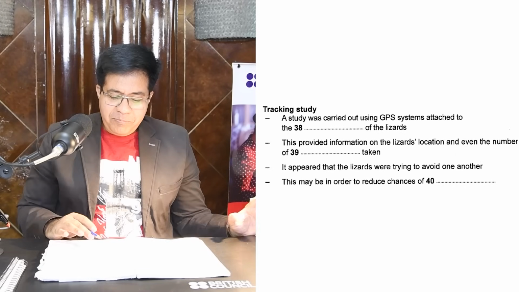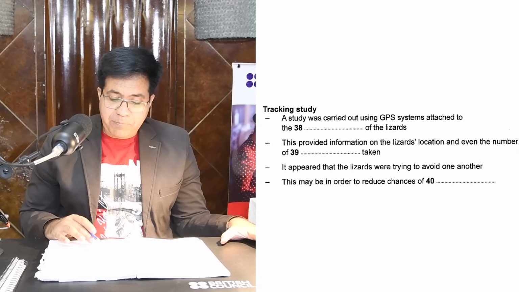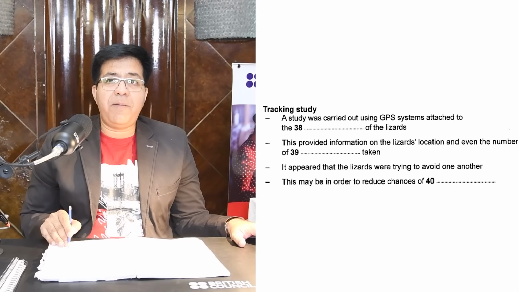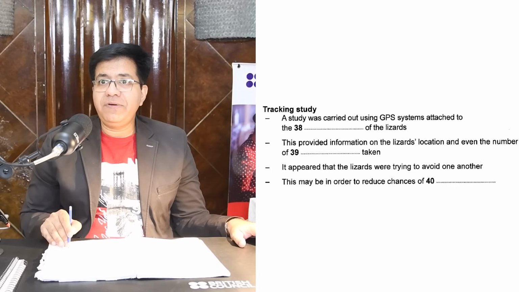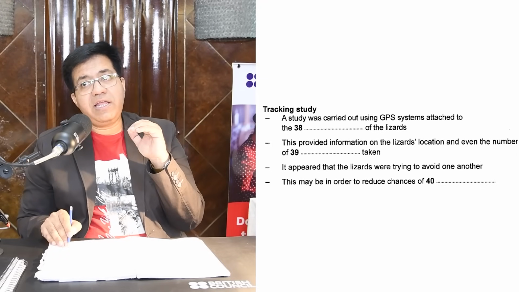Question number 39. This provides tracking study. Now the subject is tracking study. Tracking study provides information on the lizard's location and even the number of dash taken. Underline the word number of. Now learn it now. For number of, they use how many. And for amount of, they use how much. Amount of money, how much money. Number of people, how many people. Now, they've mentioned number of, so they will use how many. If they mention amount of, then they may use how much.